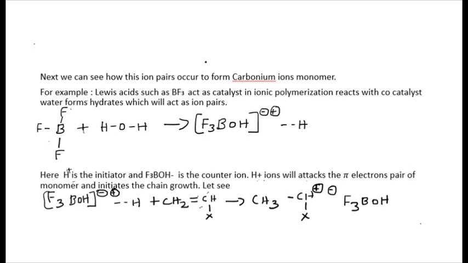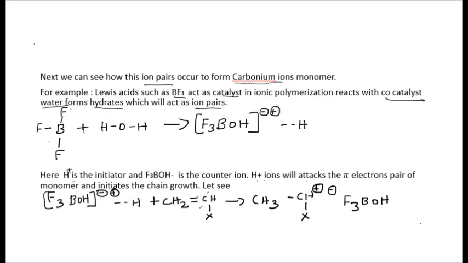I already told you that the ions, positive or negative, will participate in the ionic polymerization to initiate the chain growth. So next we can see how these ion pairs occur to form carbonium ions in the monomer. For example, a Lewis acid such as BF3, which is used in the ionic polymerization as a catalyst. When this BF3 reacts with a co-catalyst called water, as a result it forms the hydrates. This will act as an ion pair.